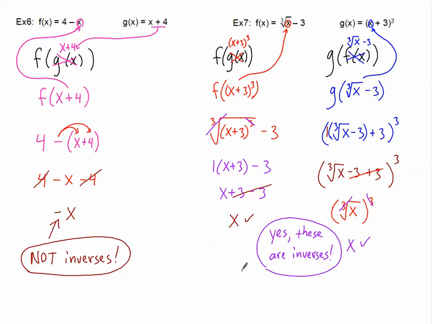And that's it. That's how you prove if two functions will be inverses. You find their compositions and you make sure both of them equal x.